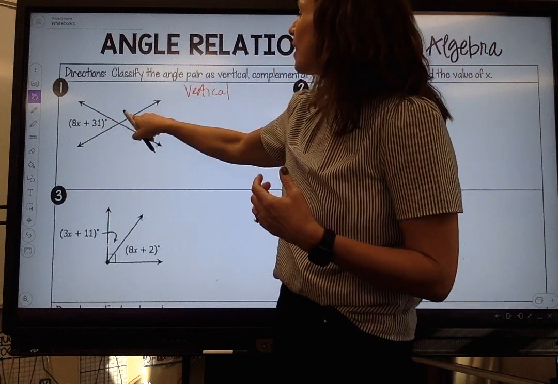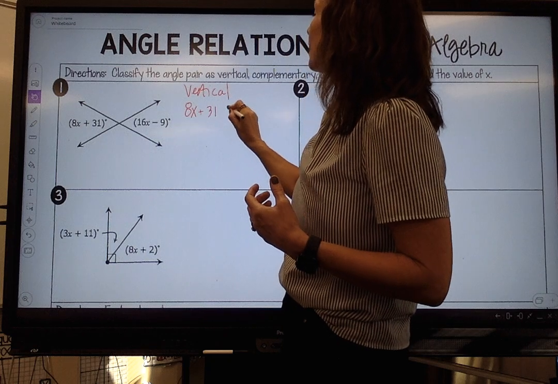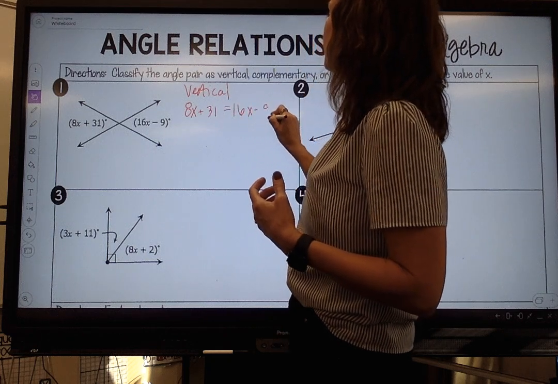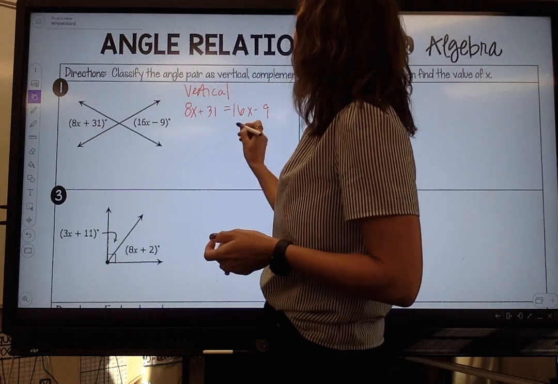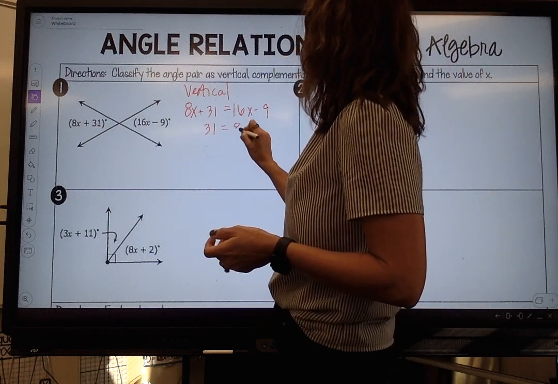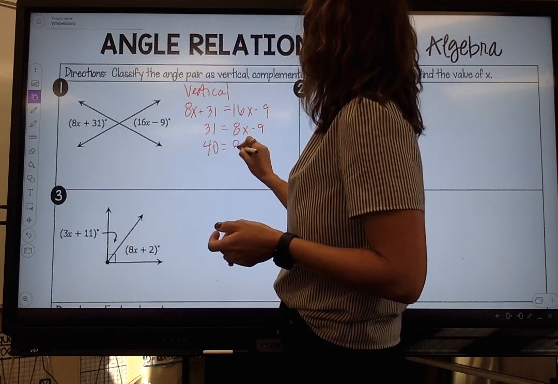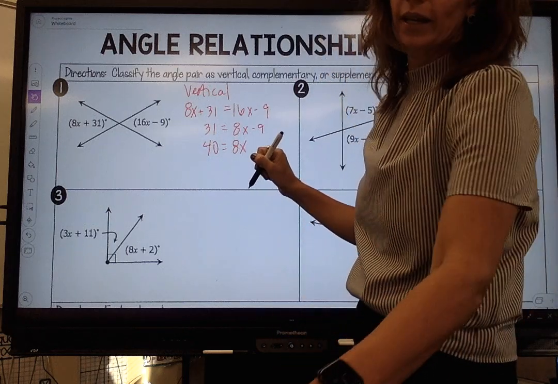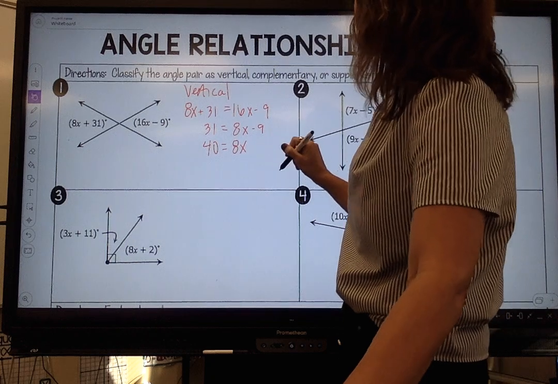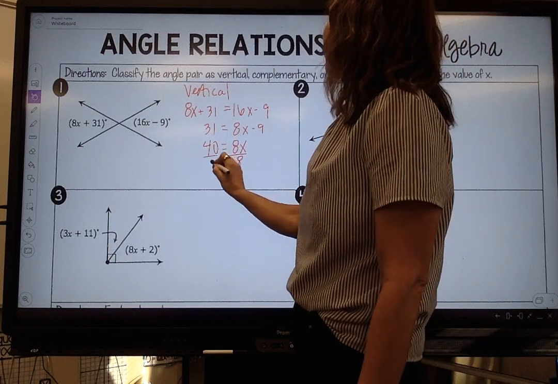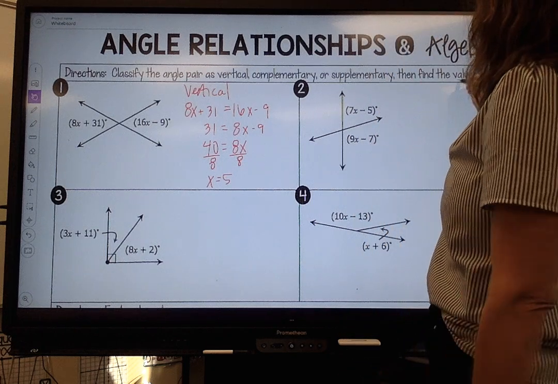We know they're equal to each other. So when I set this up, I'm going to use equality. I know that 8x plus 31 is equal to 16x minus 9. And of course, here we just solve for x, and you guys are experts at this. So I'm going to subtract 8x on both sides. I'm going to add 9. And so I get 8x equals 40. Yeah, that's right. And then x equals 5. And it's just asking me to find the value of x.